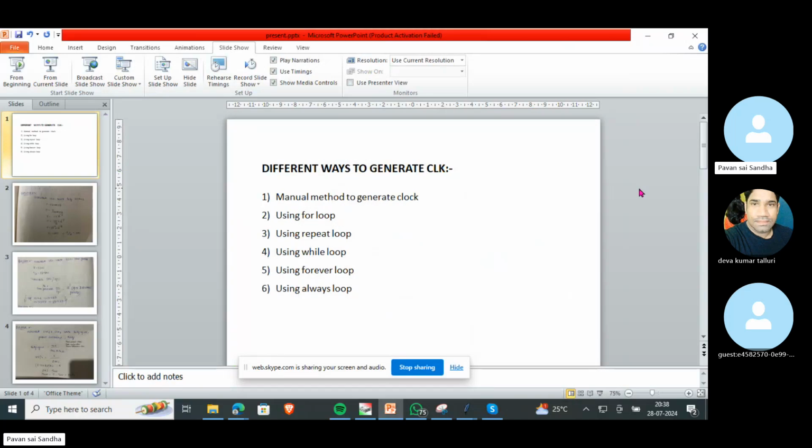Good evening, sir, and good evening, everyone. I am Dev Prakash. I am here to present the topic: different ways to generate a clock. In this, I listed six methods to generate a clock.